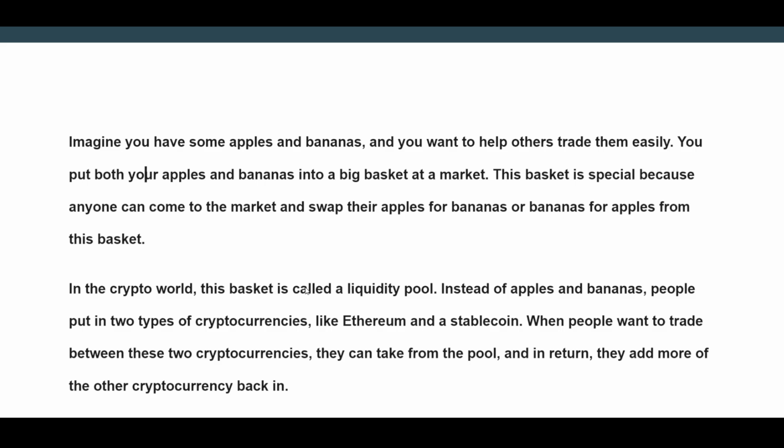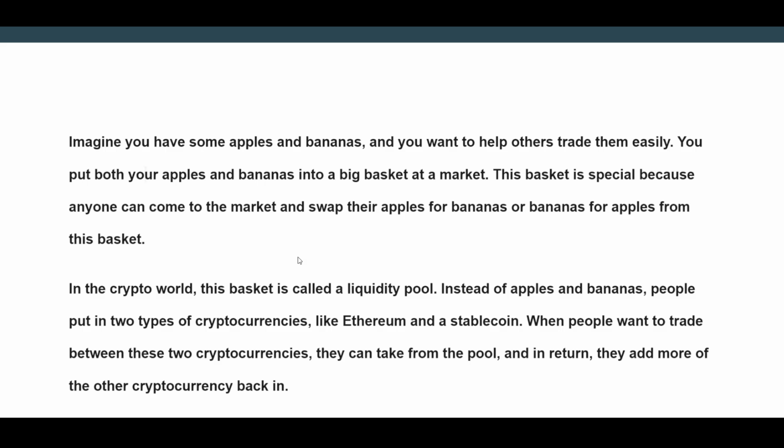In crypto, this basket is called a liquidity pool. Instead of apples and bananas, people put in two types of cryptocurrencies, like Ethereum and a stablecoin. When people want to trade between these two cryptocurrencies, they can take from the pool and in return they add more of the other cryptocurrency back in. So we just put two cryptocurrencies in one space.